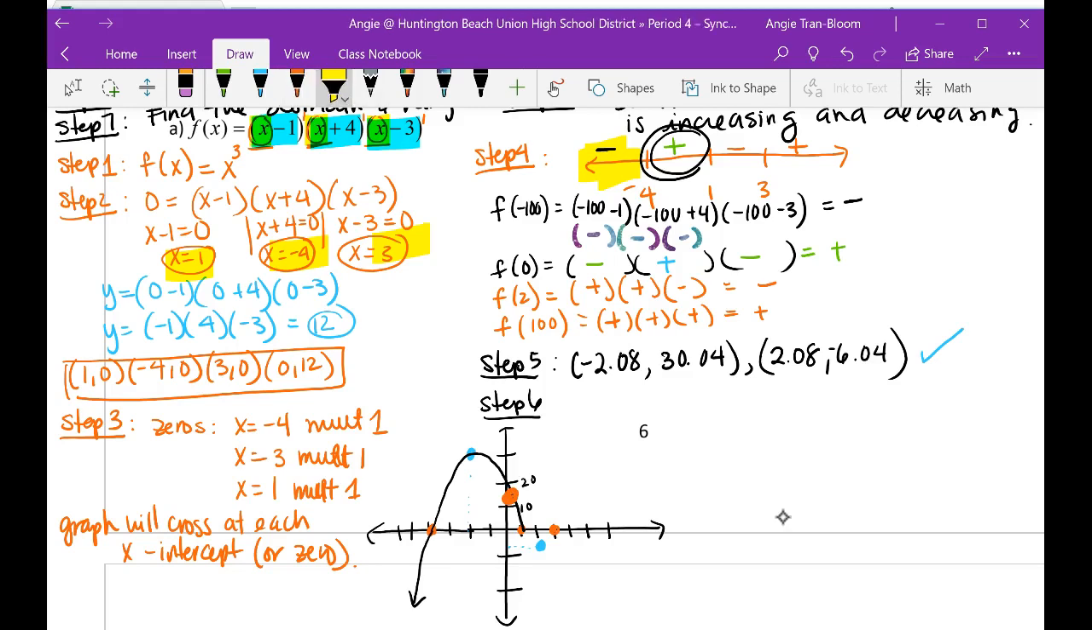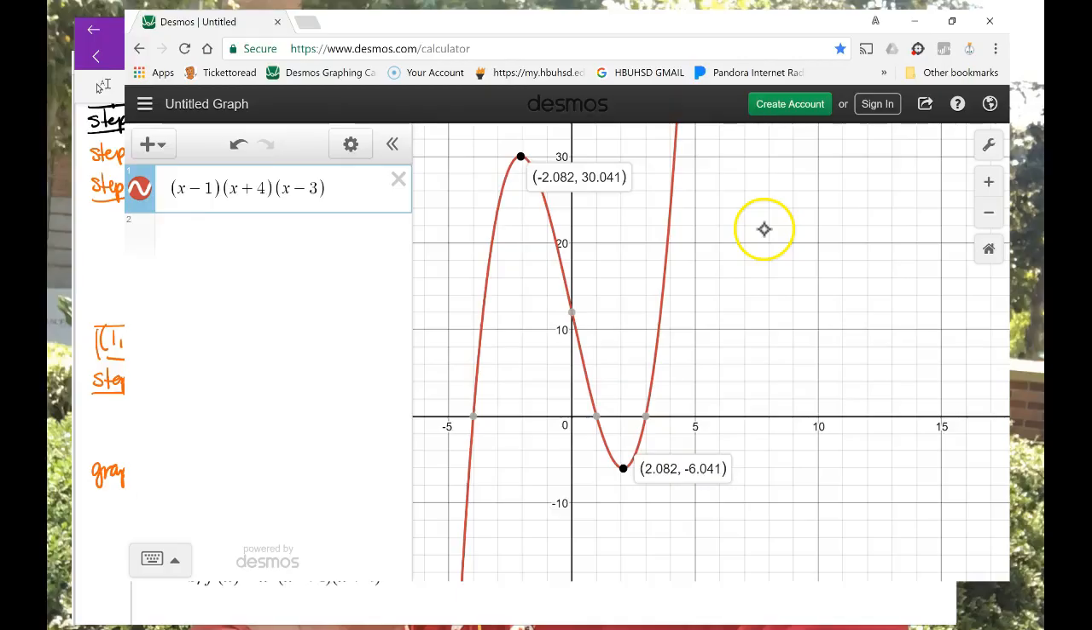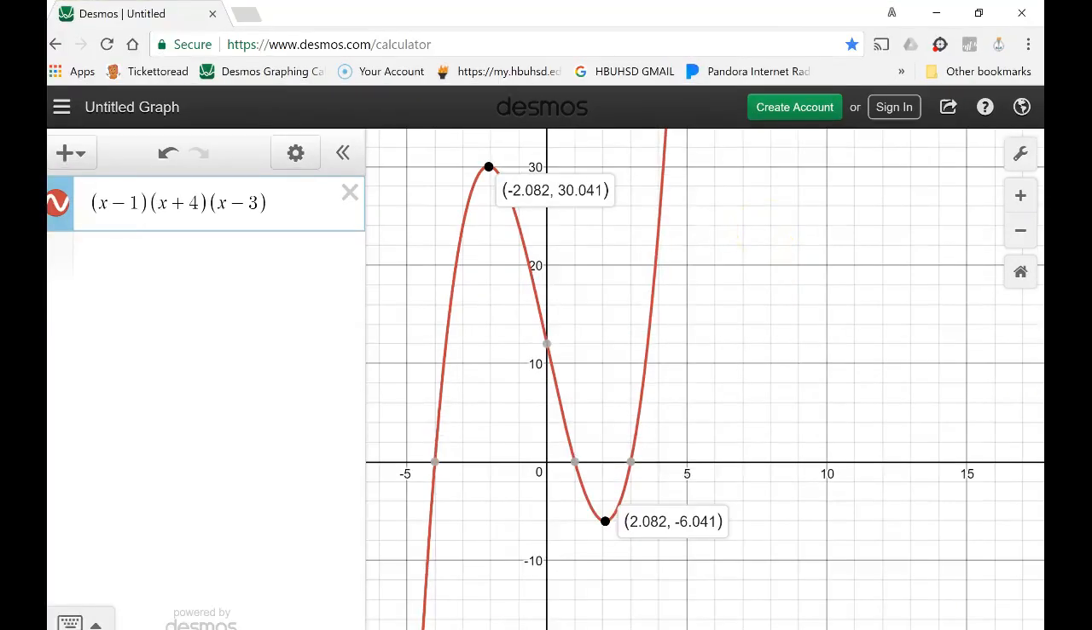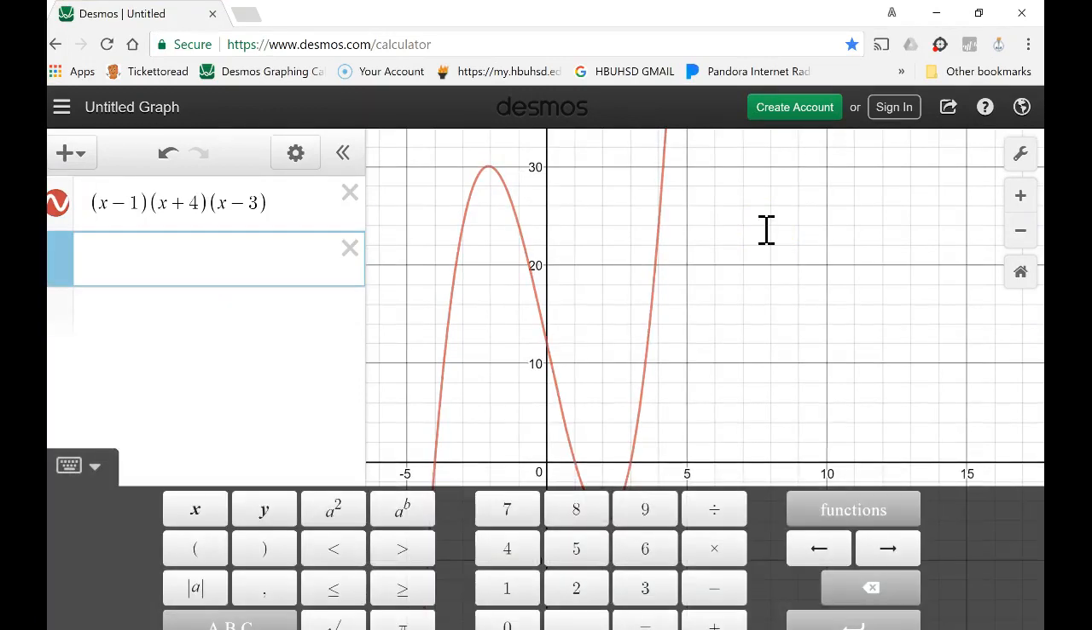Then it said, in between negative 1 and 3, y is negative. That means I need to be below the x-axis, and that's also true. Then everything on the right-hand side of 3 should be positive, so you shoot up and make an arrow up. Voila! Doesn't that look like what I did using decimals? Totally.